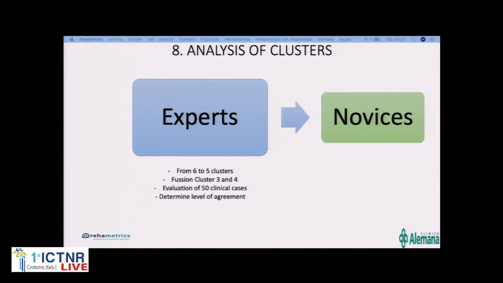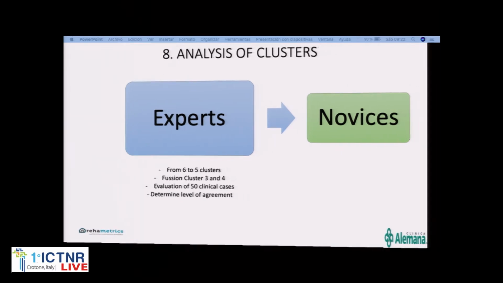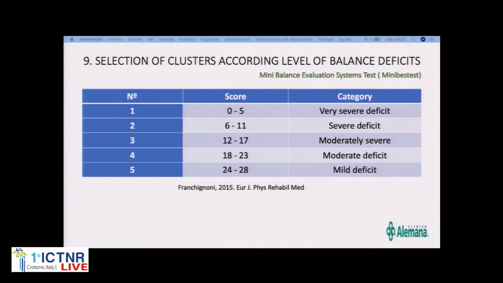Then, there was a training meeting only with experts, and they agreed to reduce from 6 to 5 clusters of exercises, fusing the 3rd and 4th clusters because the understanding of exercises was easier than before. We found this study by Franchignoni in 2015, who developed 5 deficit categories for balance in the Mini-BESTest and guided us to divide the stage of training according to balance deficits.